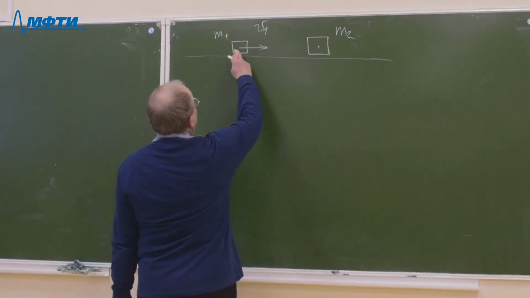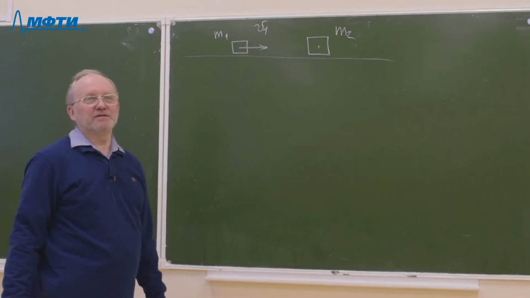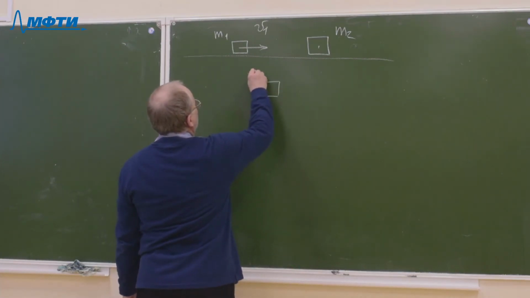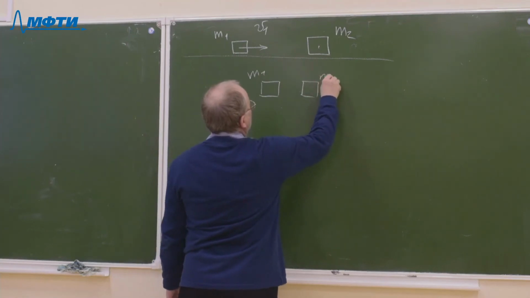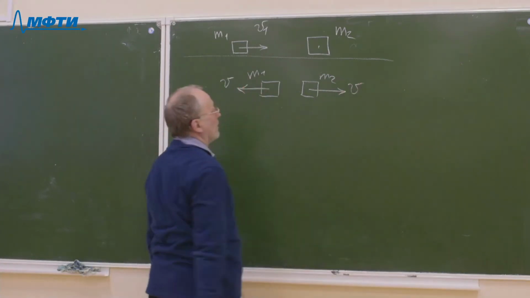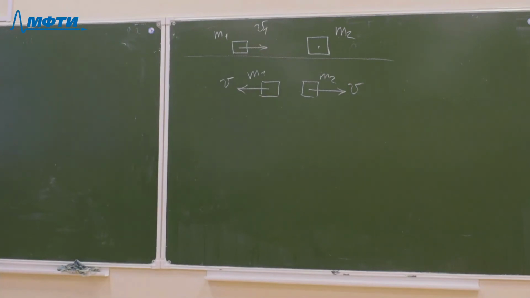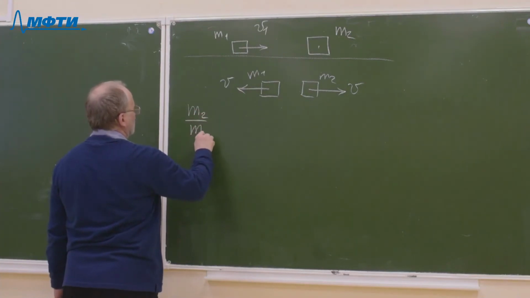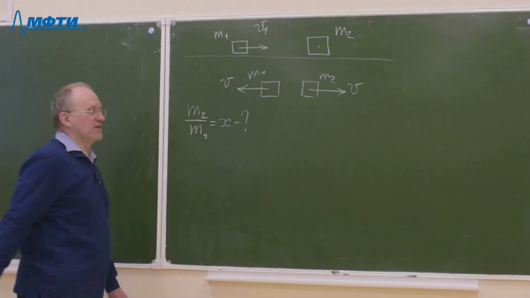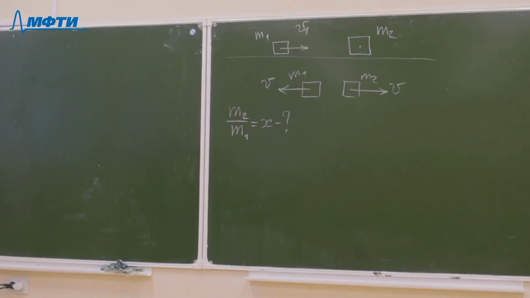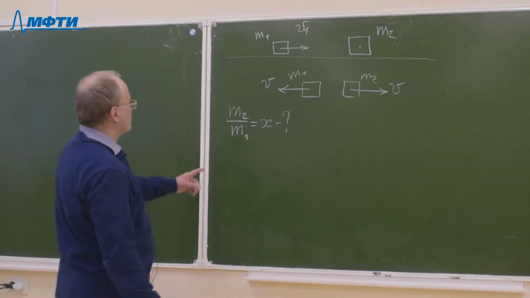It's known that after the perfectly elastic collision, these two bodies, M1 and M2, move with equal velocities, like V and V. And we have to find in this problem the ratio of masses, M2 over M1. We have to find this number, the ratio of two masses. How much is the second mass compared to the first one?